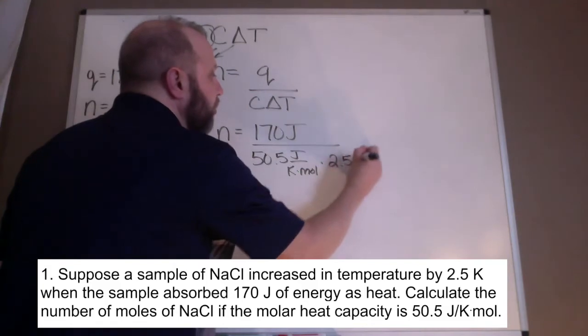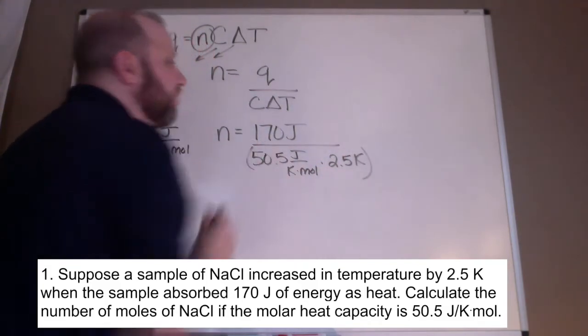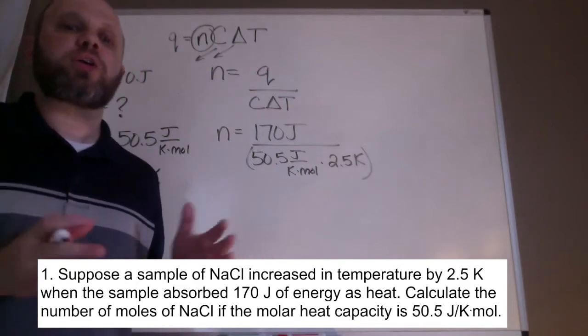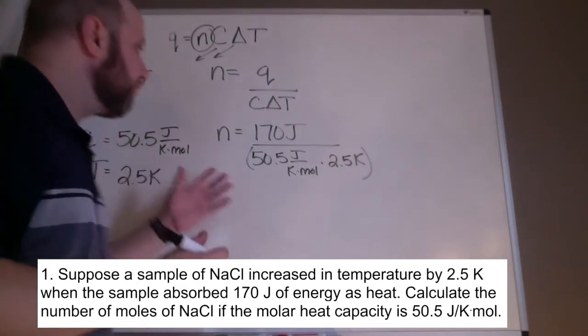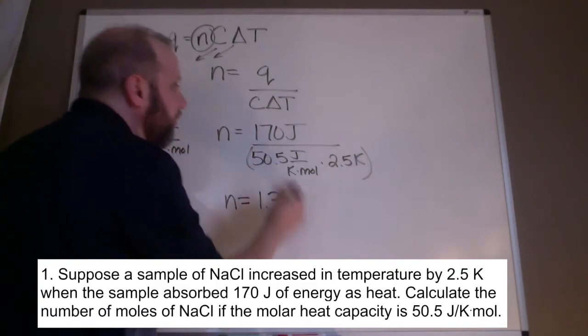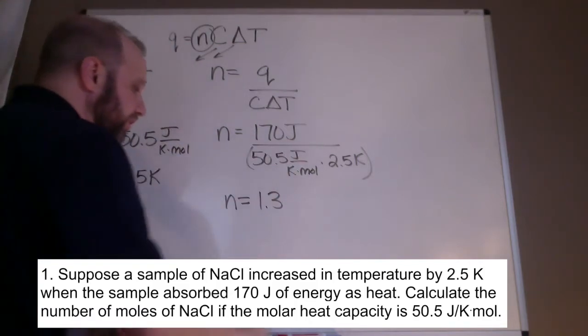Please remember, when you're typing this into the calculator, to keep the bottom, the denominator, in parentheses, otherwise you're going to wind up with the wrong answer. So mathematically, we wind up with a value of 1.3. We're limited to just 2 significant figures.